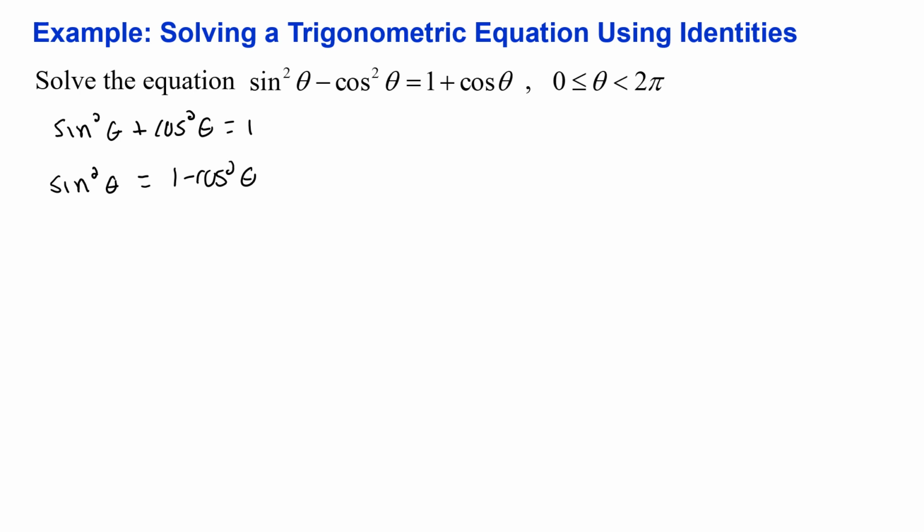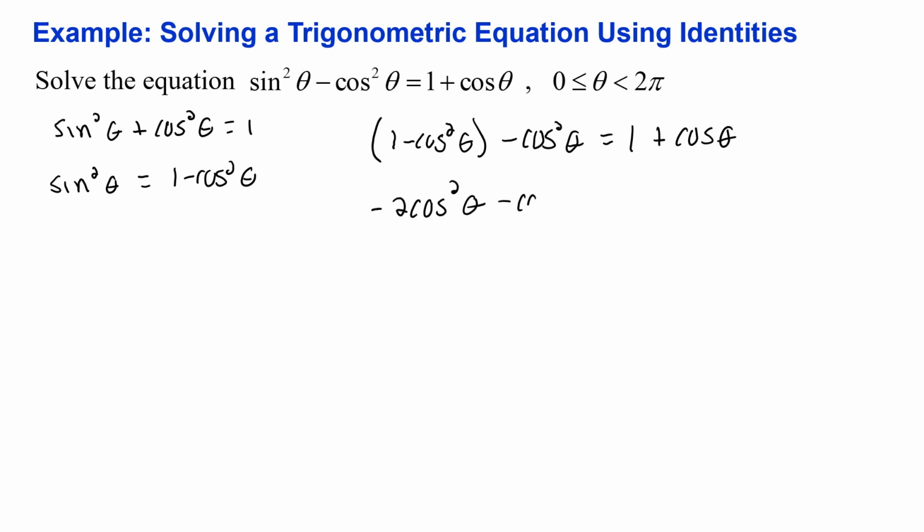And replacing sine squared of theta in our equation with 1 minus cosine squared theta, we have an equivalent equation of the form 1 minus cosine squared theta minus cosine squared theta equals 1 plus cosine theta. And now we have a quadratic equation in terms of cosine. So let's get 0 on one side. Now I'm going to subtract 1 from both sides of the equation and subtract cosine theta from both sides. And combining like terms, we have the equivalent equation negative 2 times cosine squared theta minus cosine theta equals 0.